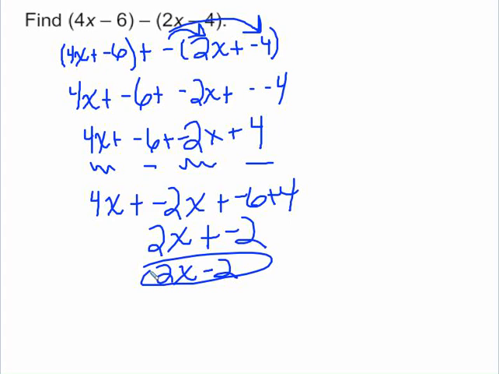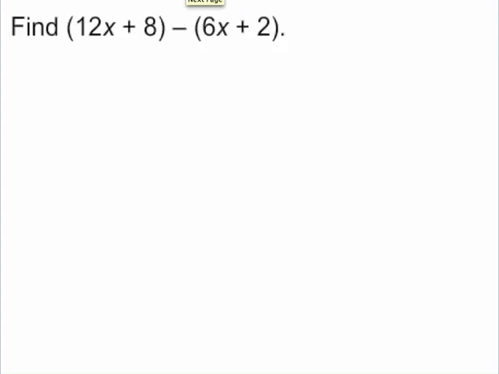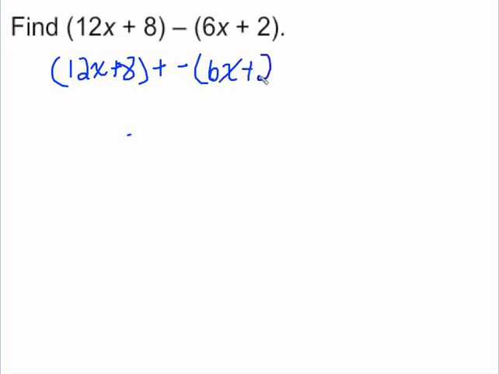Okay, a couple more examples. Find 12x plus 8 minus the quantity 6x plus 2. So at this point I would say pause the video and see if you can do this without me, since this is very similar to the first example that we did. Alright, so let's see if you got the right answer. So again, I can break the 12x plus 8 out of the parentheses, but I'm going to start by rewriting the problem as an addition problem. So I have 12x plus 8 plus negative 6x plus 2.